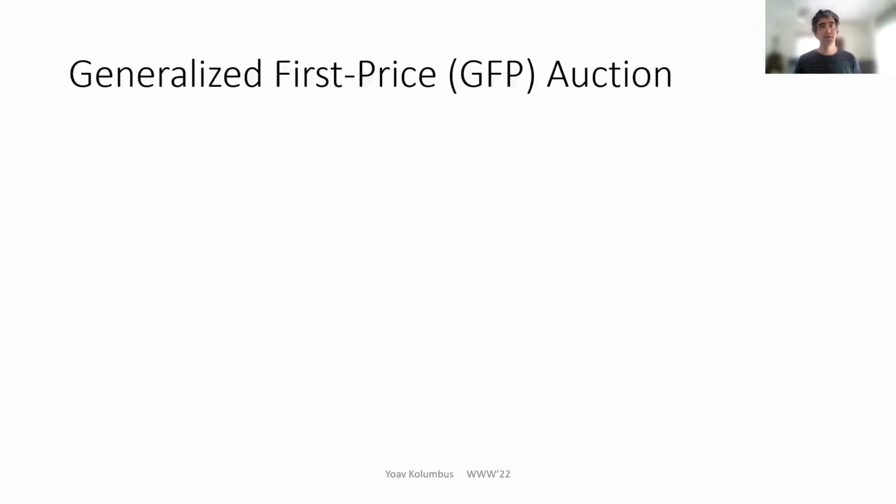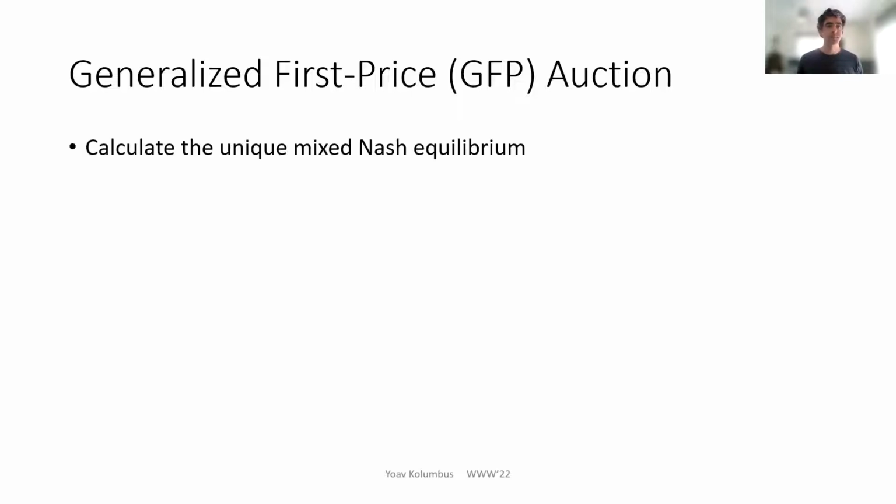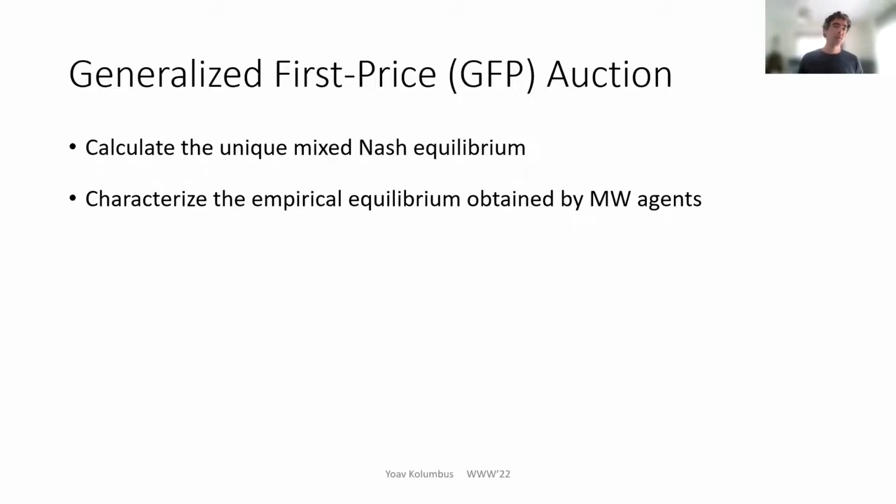And we also study generalized first price auctions. I'll just mention the results briefly here. First we calculate the unique mixed Nash equilibrium for this auction, which apparently wasn't known. Then we see that the agents do not converge to this Nash equilibrium, and we characterize the empirical equilibrium that is obtained by multiplicative weights agents. So this is empirical analysis, not proofs.